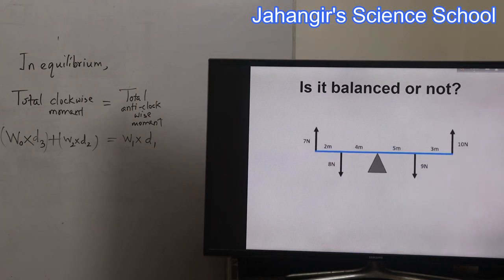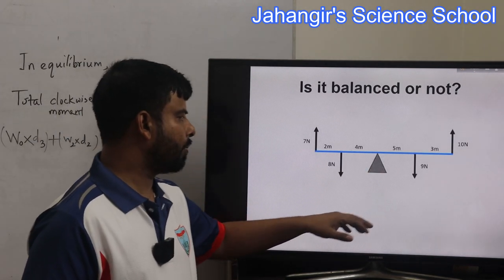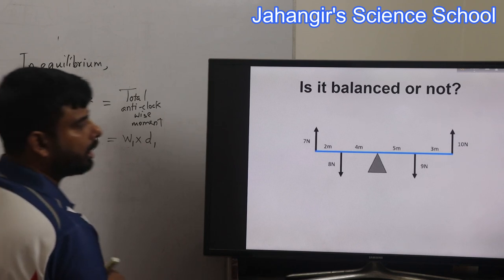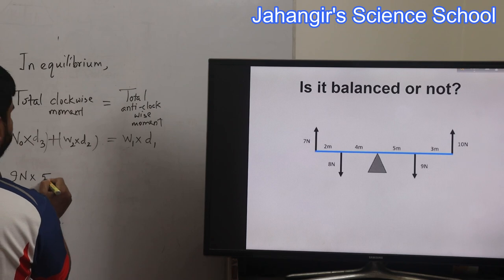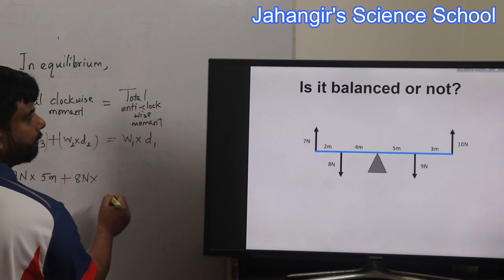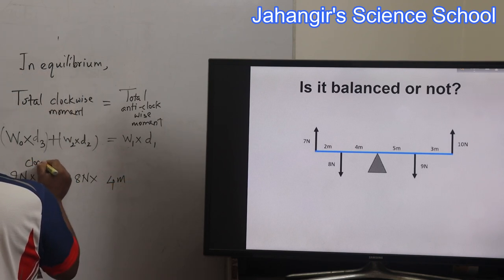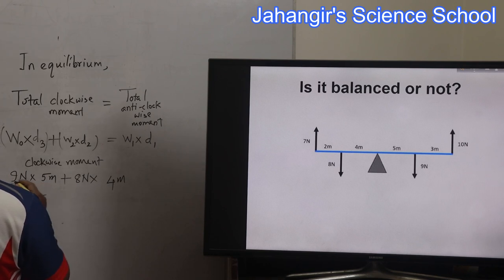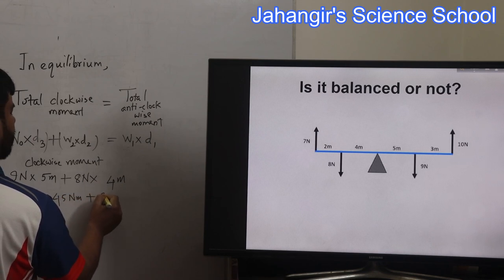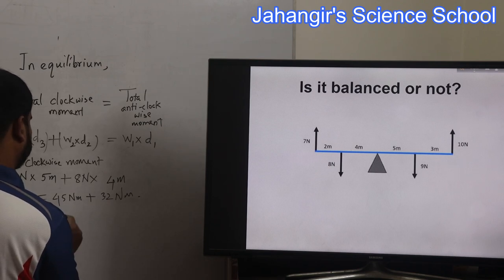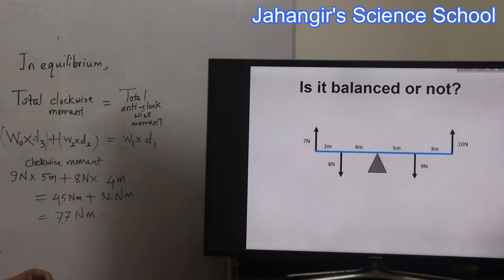Tell me, is this one balanced or not? So first we have to calculate the total clockwise moment. So this one produces a clockwise moment. Nine newton into 5 meter is the perpendicular distance. And 8 newton also produces clockwise moment. 8 newton into perpendicular distance is 4 meter. So total clockwise moment is 45 newton meter plus 32 newton meter. So total here 77 newton meter is the clockwise moment.